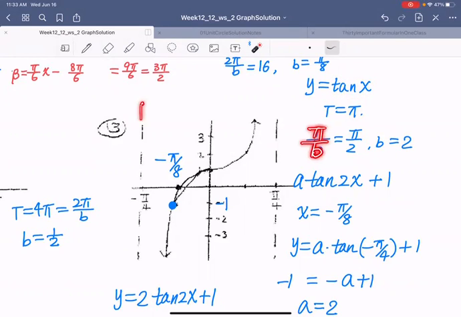Pi over b equals pi over 2. From here to here is pi over 2. So b is 2. After you have b as 2, you want to find out your vertical shift. This position should be on here. They have a vertical shift up by 1. So you put a 1 here. Okay, you put a 1 here.